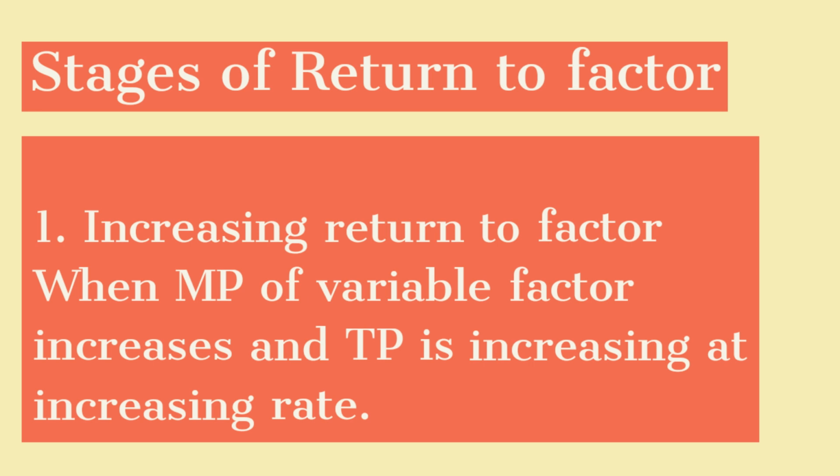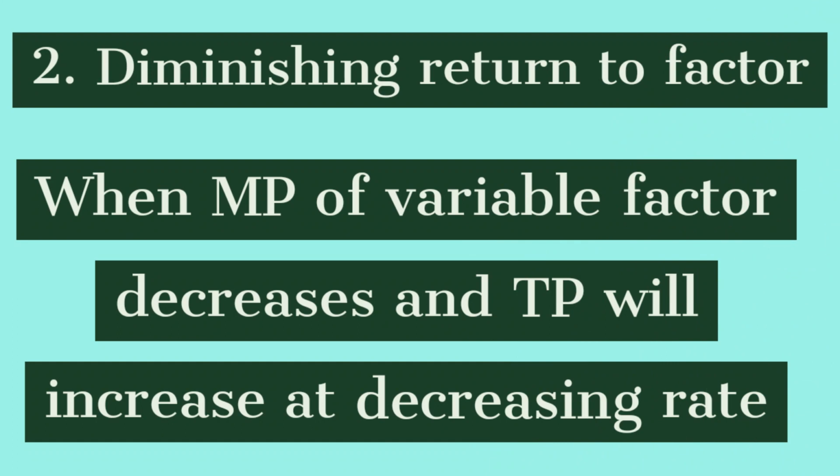For example, the first stage is increasing return to factor. As we have discussed in the schedule earlier, when MP of the variable factor is increasing initially, TP is also increasing at an increasing rate. So this stage is the increasing return to factor. After that, we have seen in the schedule that MP is decreasing, but TP is still increasing, but the rate of addition to TP is less. It means when MP of the variable factor decreases, TP will increase, but at a decreasing rate.